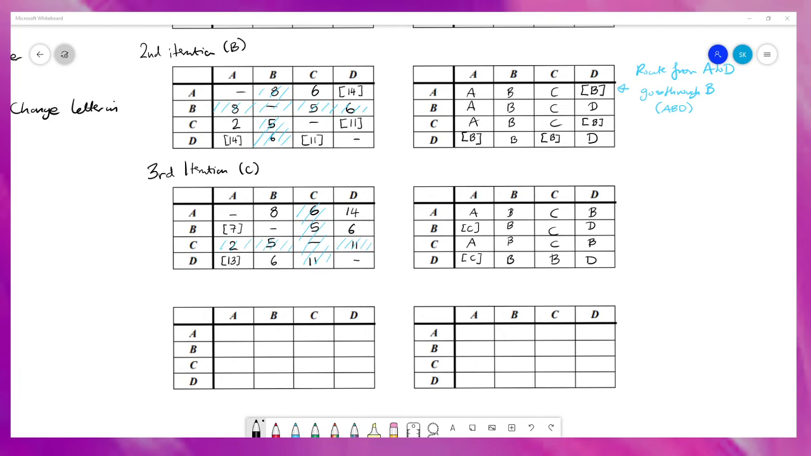And this is what you should end up with. You can see that we've changed only 2 routes. So what this is saying now is the route to get from B to A, the shortest route so far, goes through C.